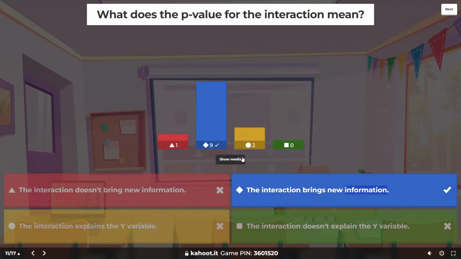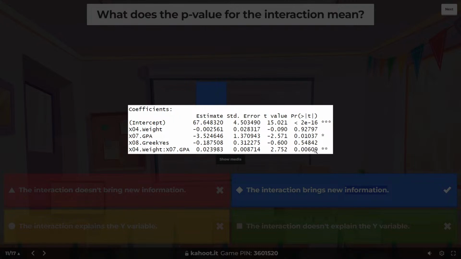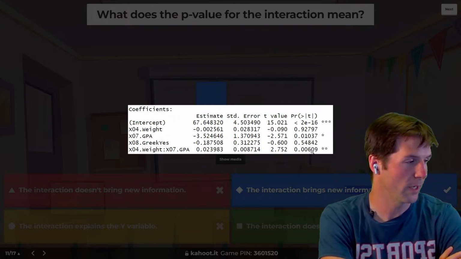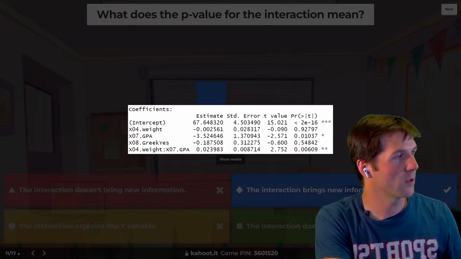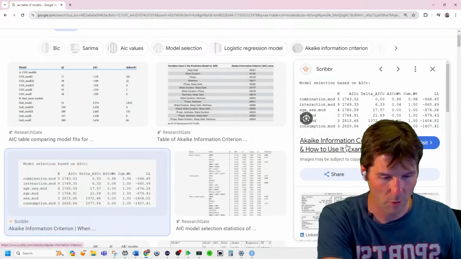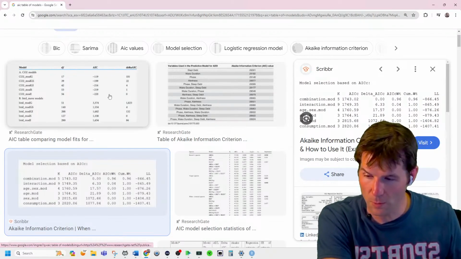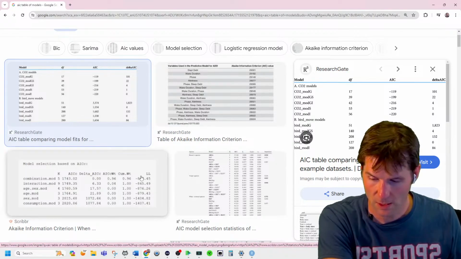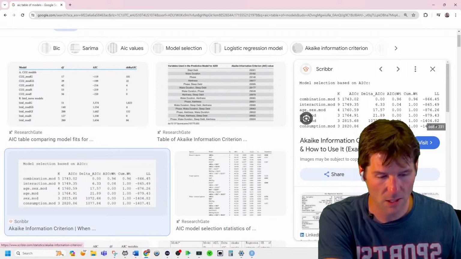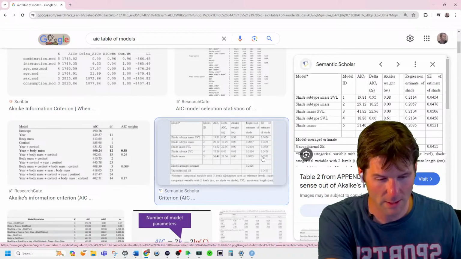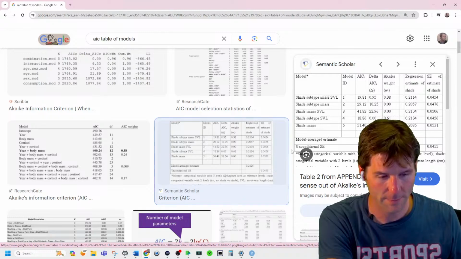Nice job. The interactions bring new information. Whenever we have a p-value in a multiple regression model, the p-value tells us if the variables bring new information. What I've got on the screen right here is AIC tables. They're super cool. Usually someone makes a whole ton of models and they use the AICs to do what?